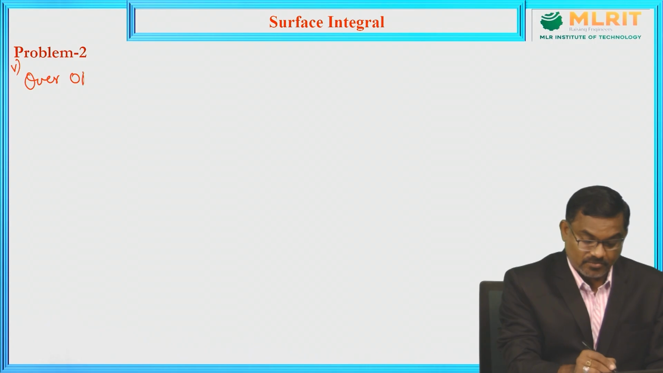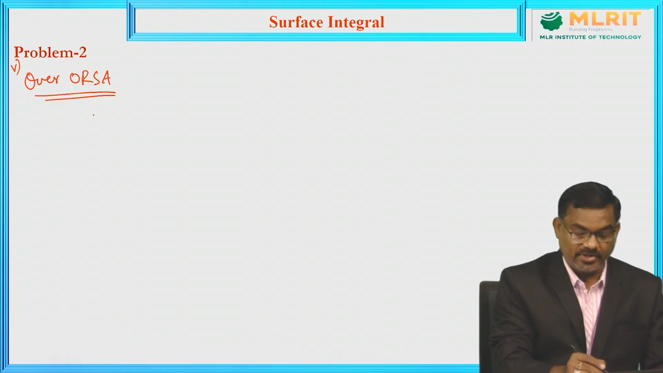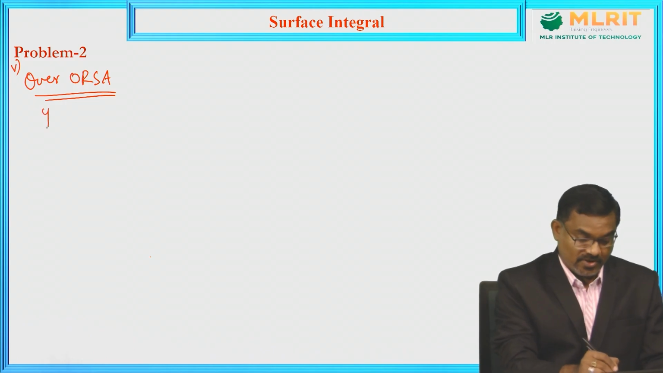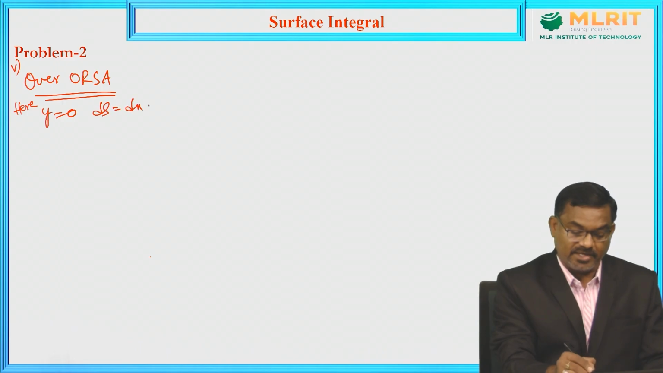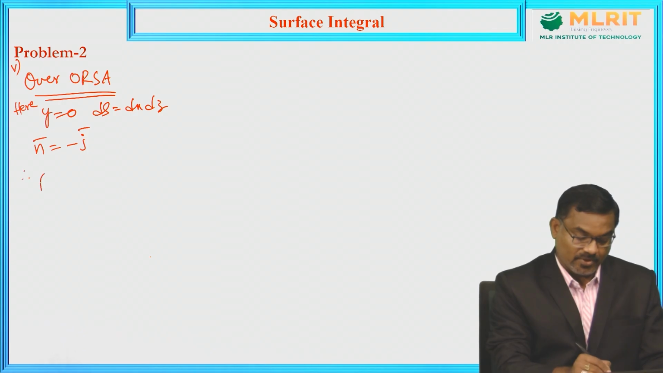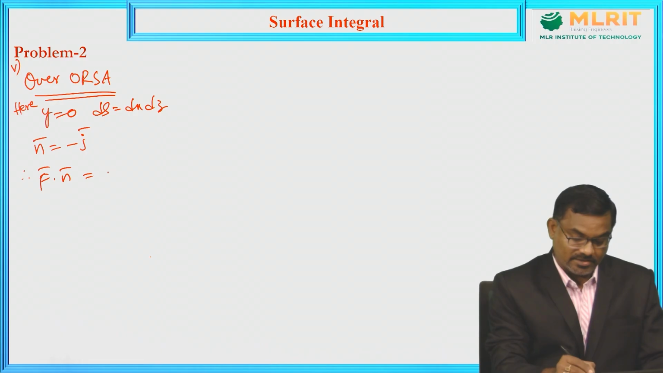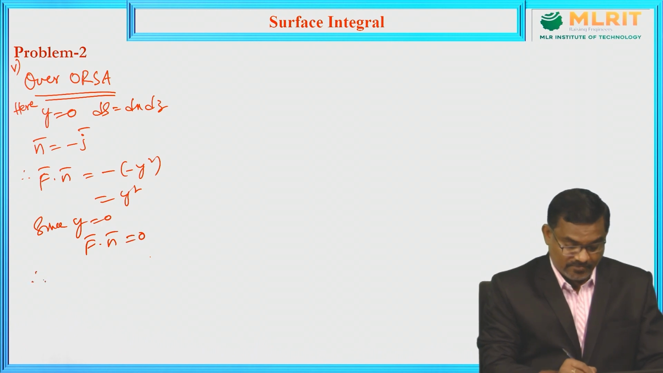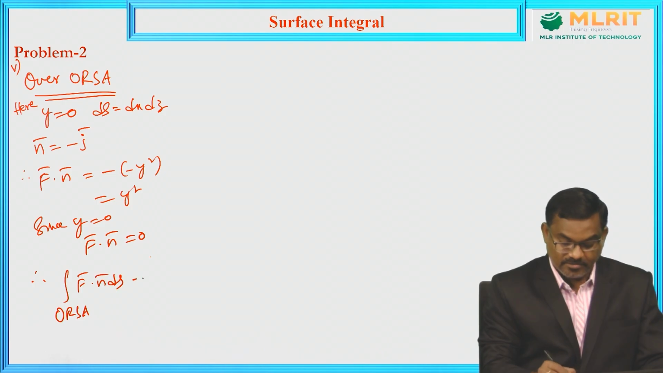And similarly the sixth one, over the face opposite to PQBC, ORSA. Since we have the origin here, the y value is 0, and ds is the same, dx dz, and n bar will be minus j bar. Therefore f bar dot n bar is minus of minus y square, which is plus y square. Since y is 0, f bar dot n bar will be 0, and therefore over the face ORSA, f bar dot n bar ds becomes 0.